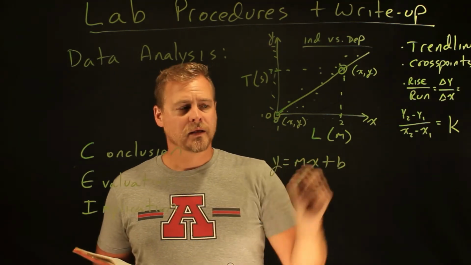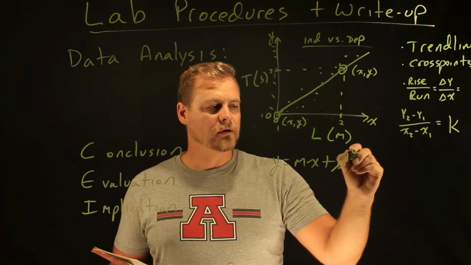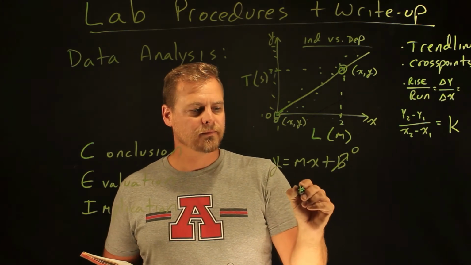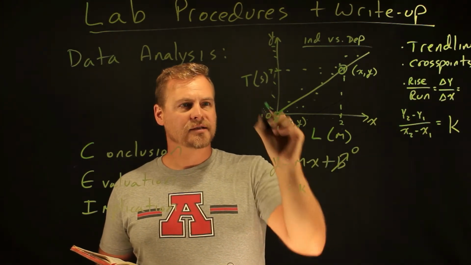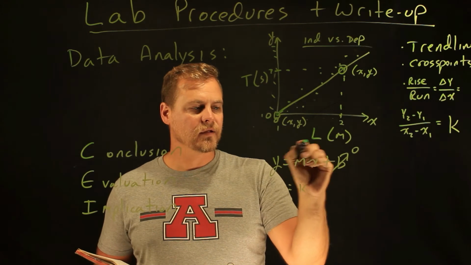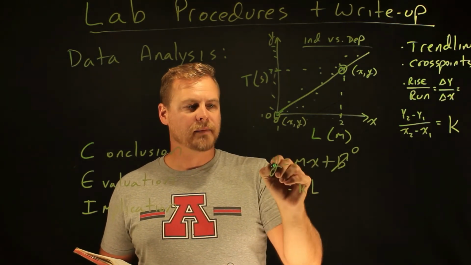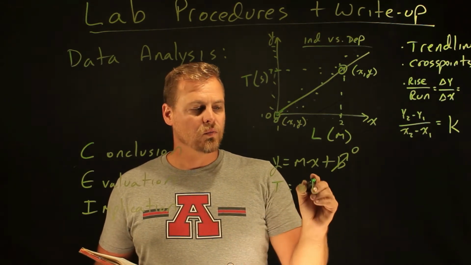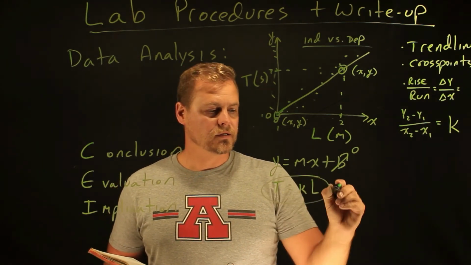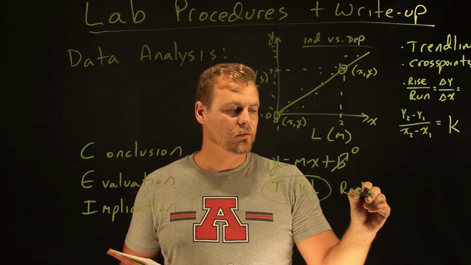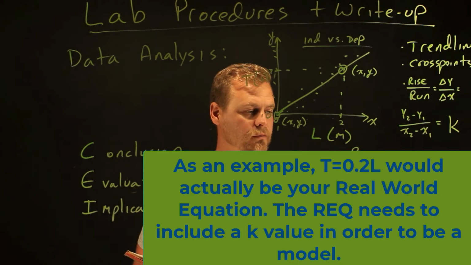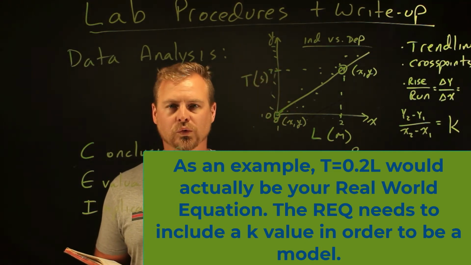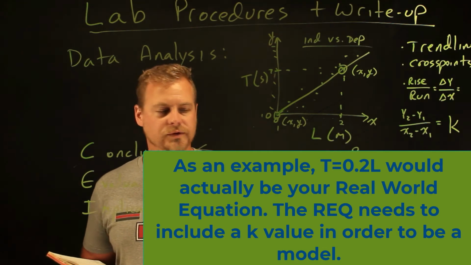plus b. B is the y-intercept, which is 0. M is the slope, which we just found, and that is k. And on my x-axis, I have length L, and on my y-axis, I have time t. And so what we did right here, this is your real world equation. This is the answer. This is your rule that you found, that you concluded.